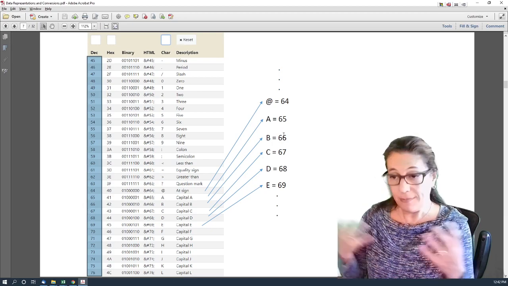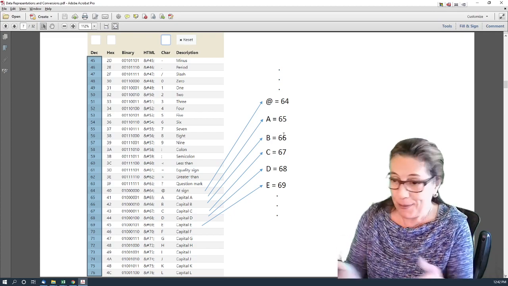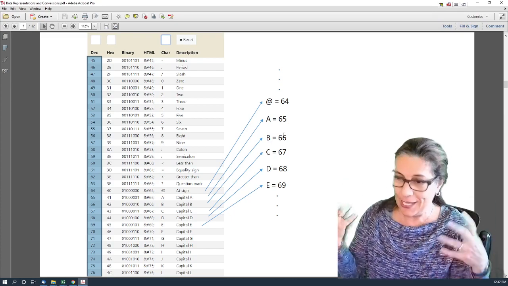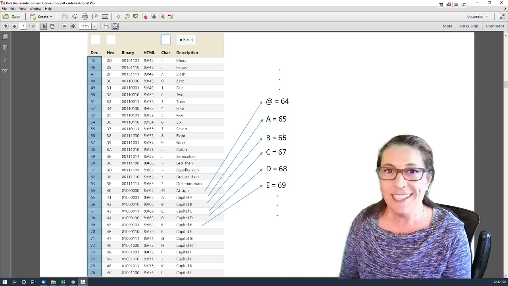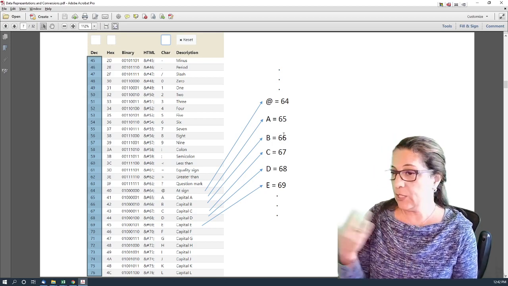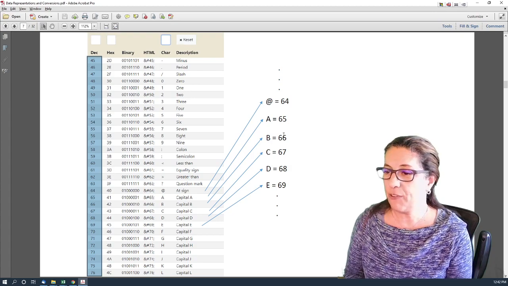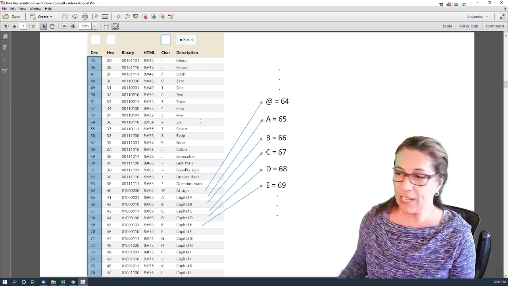This is convention, okay? This is people who just decided, okay, let's encode the numbers and the letters and the punctuation like this, all right? So we just need to consult these ASCII tables to find out what's the number for a given character.